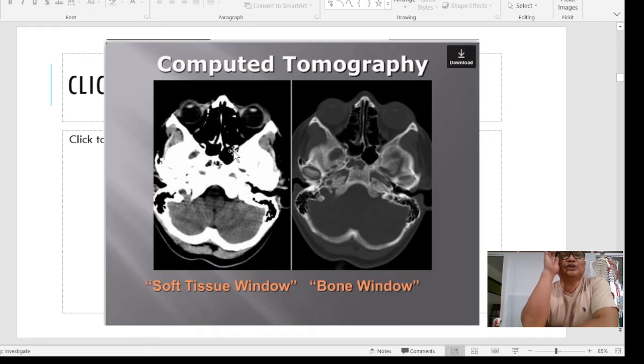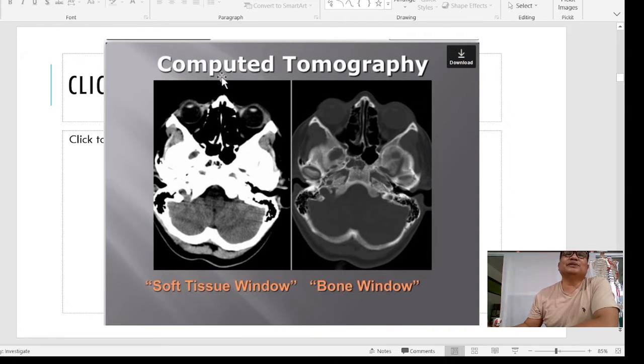So we have computed tomography. We have two windows, the soft tissue window and the bone window. So usually the bone window is used to establish if there are problems in the bone structure. That's why it's called bone window. So to check if your bone integrity is intact. Or the soft tissue window, which refers to the soft tissue found inside your spinal cavity and your cranial cavity, if there is something wrong with the brain or spinal cord.